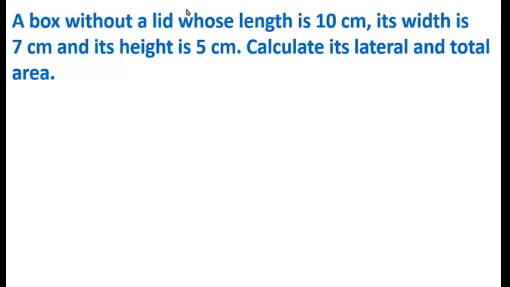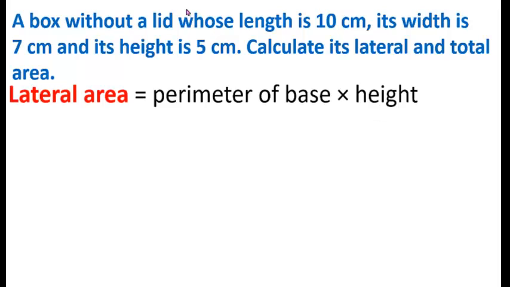Let's first go and calculate the lateral area. We said that lateral area is equal to perimeter of base times height. And perimeter of base is length plus width times 2. So here I will have 10 plus 7 all times 2 times 5, which is my height, which is equal to 170 centimeters squared.